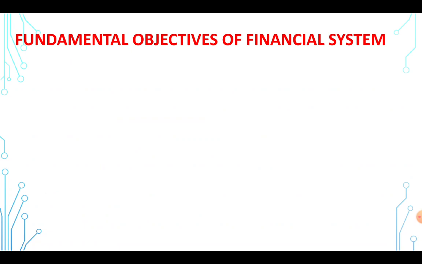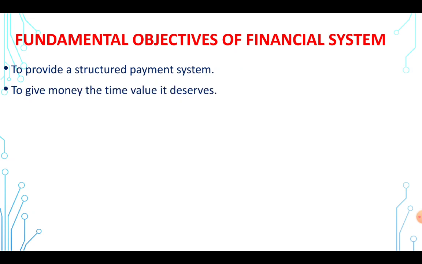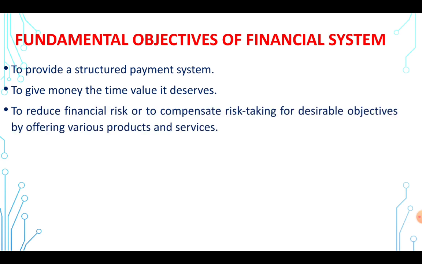There are various objectives of financial system, but here we will discuss only the important ones. The first and foremost objective of financial system is to provide a structured payment system in the economy. Secondly, the objective of financial system is to give money the time value that it deserves. Another important objective is to reduce the financial risk or to compensate risk taking for desirable objectives by offering various products and services.